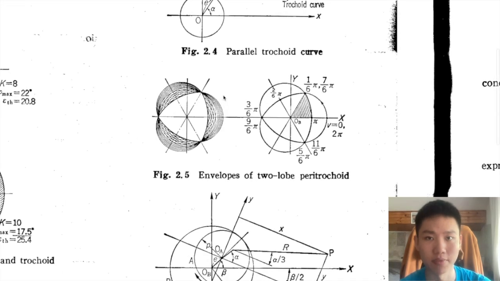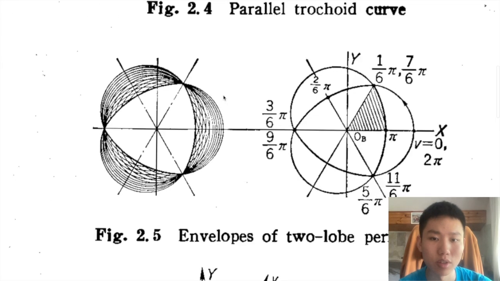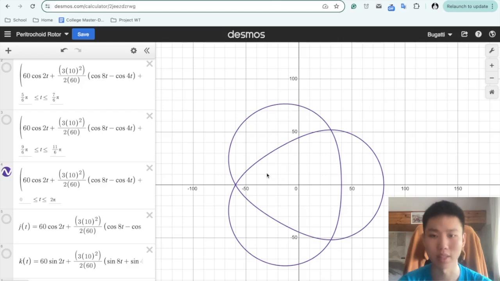In this diagram, figure 2.5, you can see he described the area maximizing rotor size. And incredibly, this is formed by another peritrochoid. This peritrochoid looks like this.